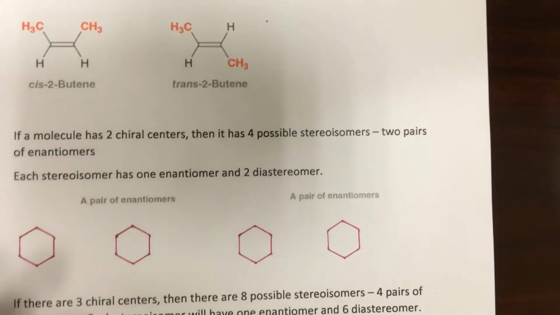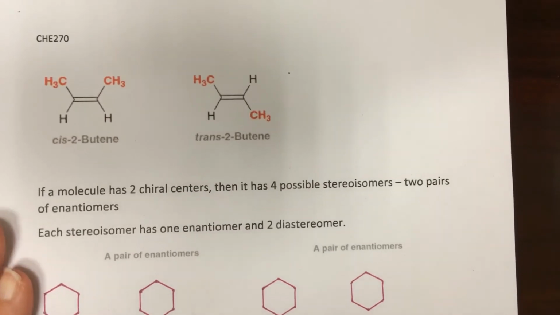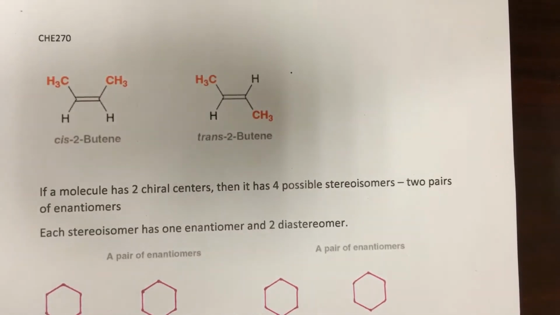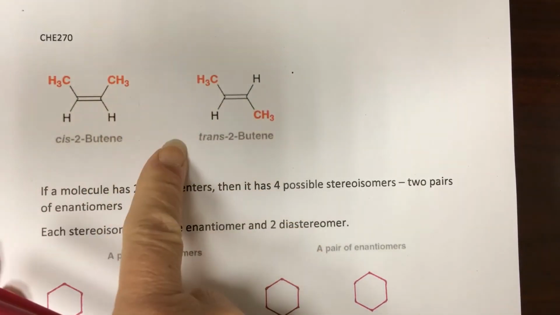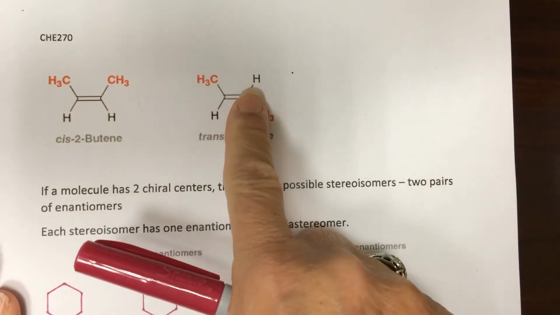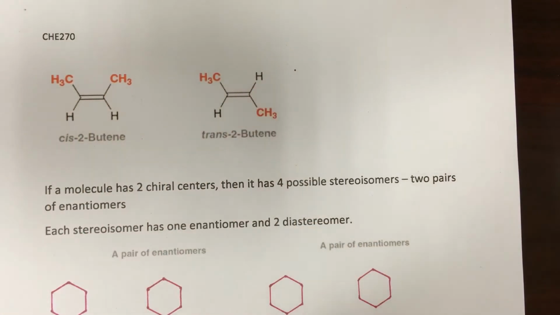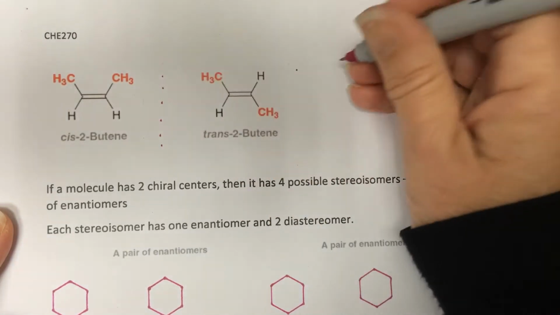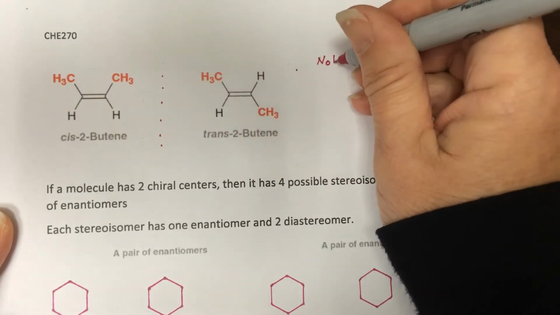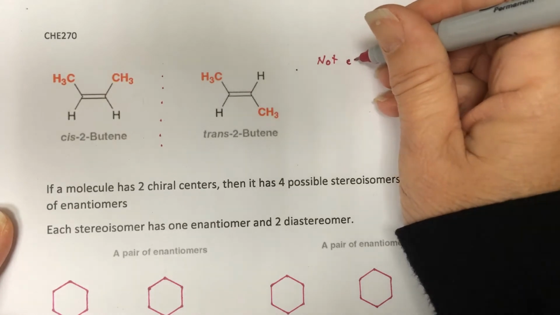So let's take a minute and look at cis-butene and trans-butene. These cis and trans isomers are not mirror images, and so they're not enantiomers. If I put a mirror here, this does not mirror that. Okay, so they're not enantiomers.